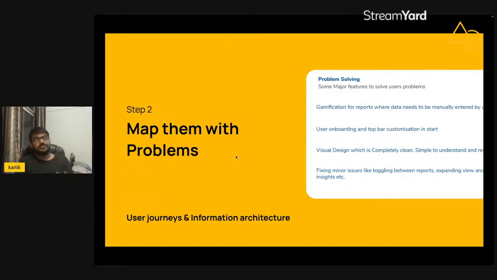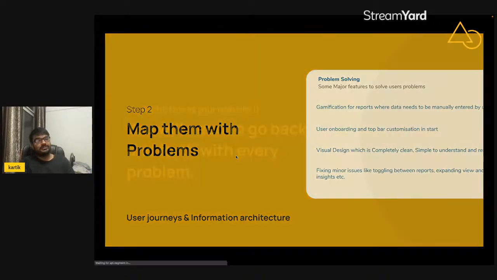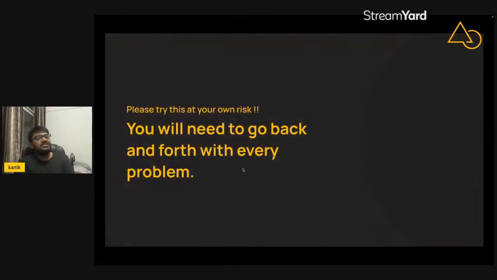And that's where the ideation part comes, where you actually start using your creative mind and your past experience, your case study, and other kinds of design tools which help you drive the user solution. But these are some of the major crucial aspects we do there. And please try this at your own risk. This is how I go about it.